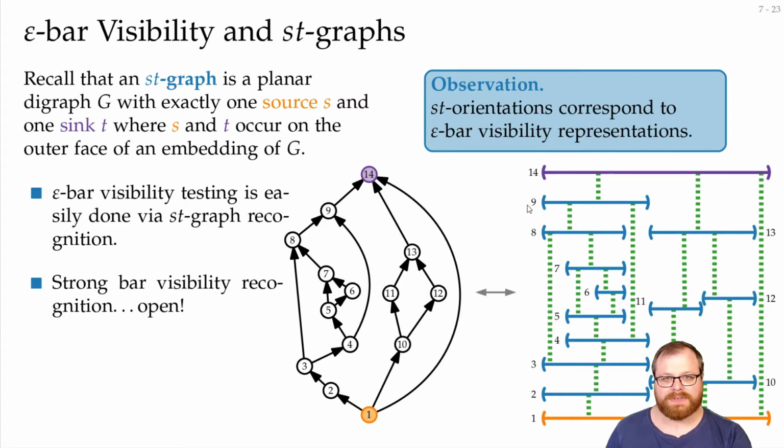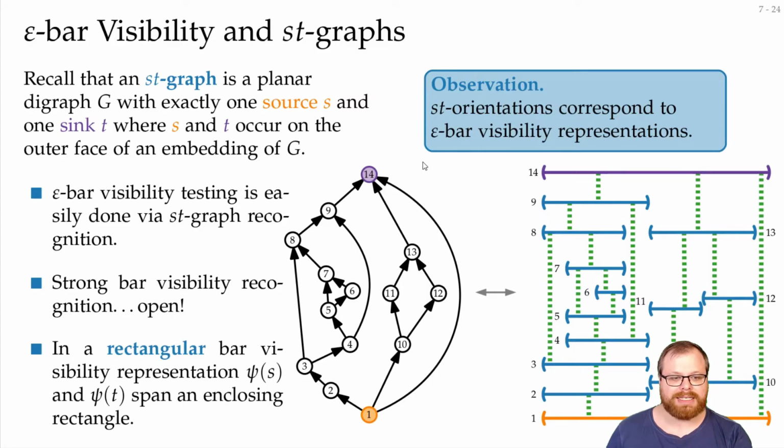If we have such a drawing, then it has the following property. It is rectangular. So the representations of the source and of the sink span an enclosing rectangle of the whole thing. That means for the recognition, if we have an ST graph, asking whether there is a rectangular bar visibility representation or whether there is some bar visibility representation is basically equivalent. But for the representation extension problem, it does make a difference.